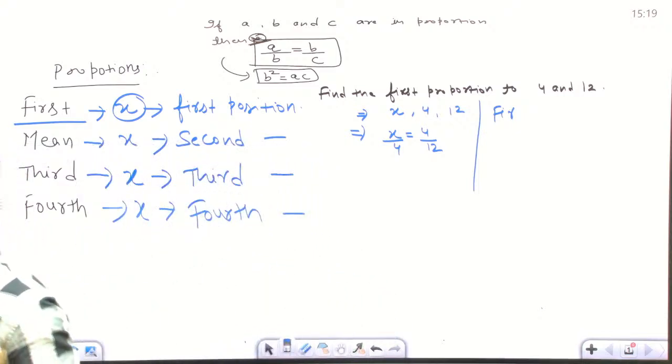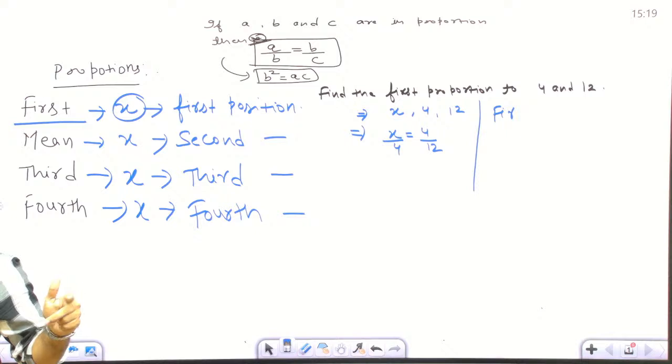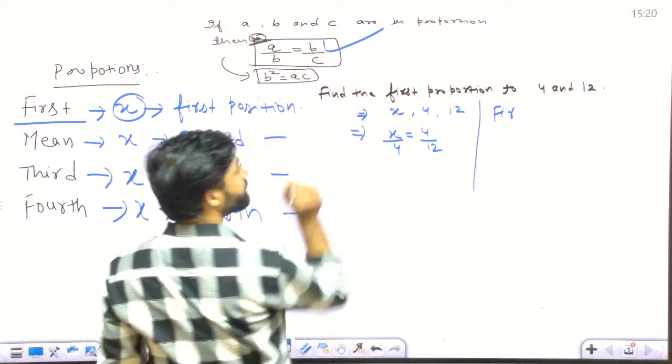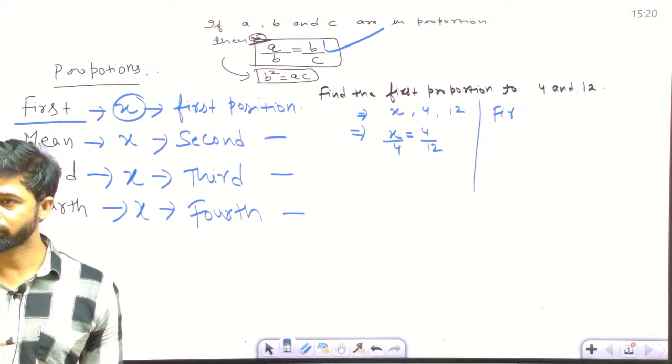It is very simple now. If we ask for the first proportion, x must be on the first position. If we ask for the third proportion, then x must be on the third position. If we ask for the mean proportion or the second proportion, then x must be on the second position. Any problem in this? And after that, you have to follow that particular property, this one. Okay, let's do some questions.